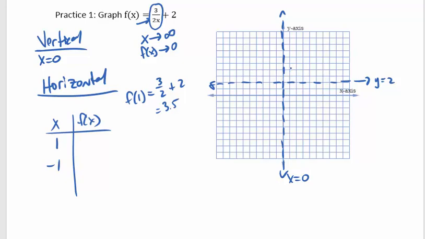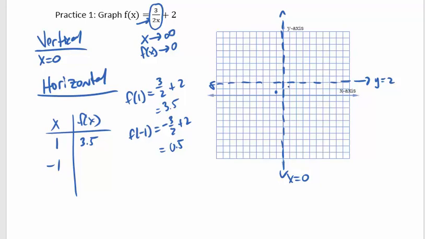Let's see, negative 1. Let's see, f of negative 1. We would get negative 3 halves plus 2. So that's just negative 1 1/2, and negative 1 1/2 plus 2 would be positive 1/2. So we're just going to get 0.5 there. So at negative 1, we're going to be up 0.5.